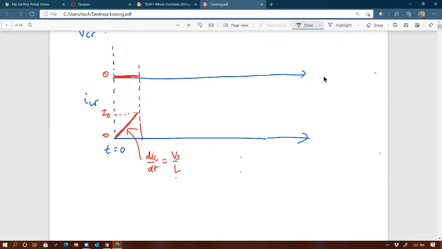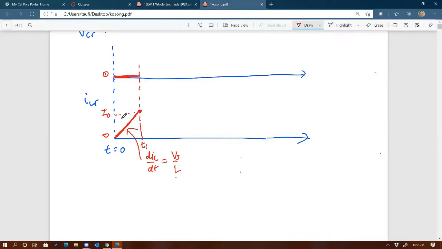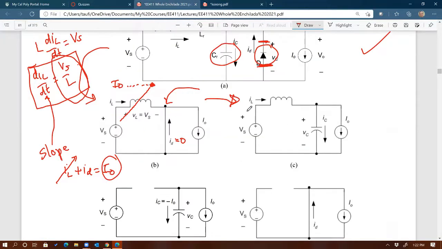So let's say that happens at t equals t1, right there. Right at t equals t1, when IL is equal to I naught, ID is equal to 0. So now the capacitor shows up, and guess what you have now?